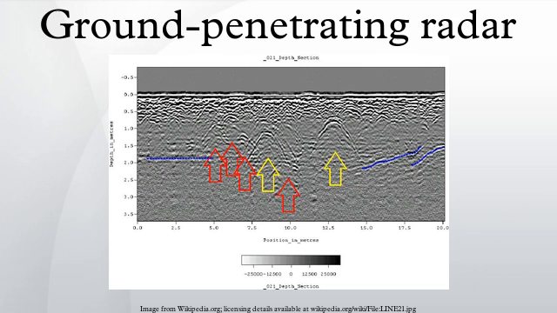GPR uses high-frequency radio waves and transmits into the ground. When the wave hits a buried object or a boundary with different dielectric constants, the receiving antenna records variations in the reflected return signal. The principles involved are similar to reflection seismology, except that electromagnetic energy is used instead of acoustic energy, and reflections appear at boundaries with different dielectric constants instead of acoustic impedances.